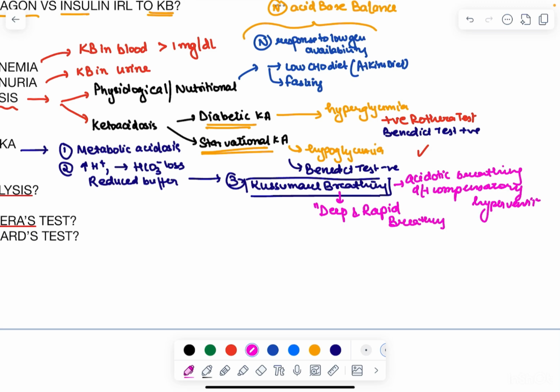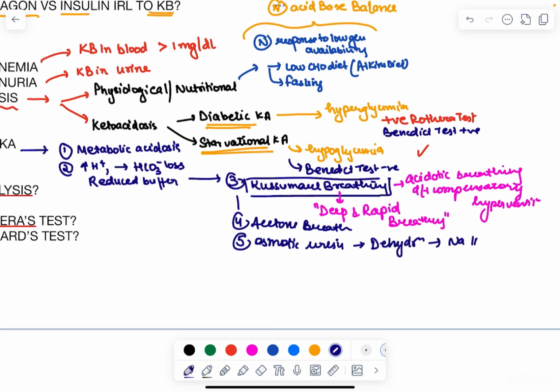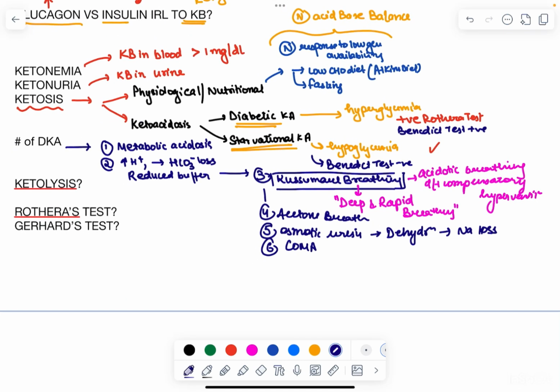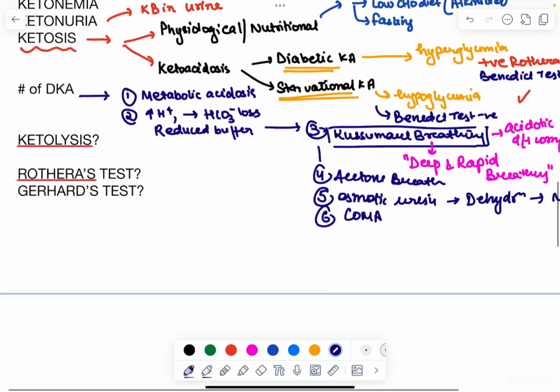Then the feature that everybody knows is acetone breath, a fruity smell, right? Then osmotic diuresis, because we have reduced buffer, so dehydration. Then there is sodium loss also. Then last is coma, which is the most dangerous state. Then ketolysis. What is ketolysis? It is basically the breakdown of the ketone bodies.